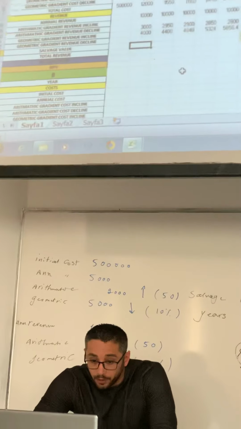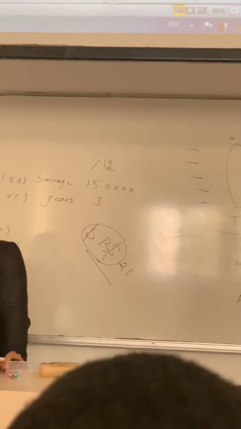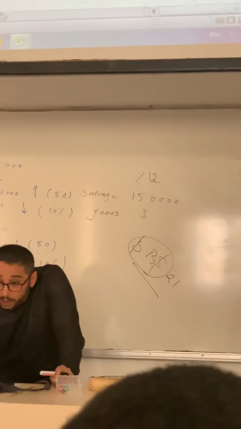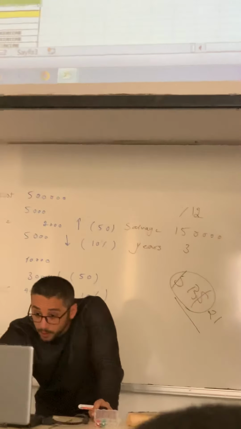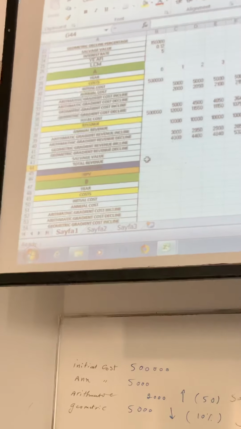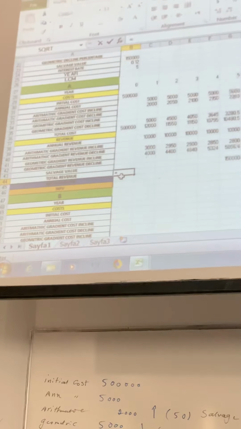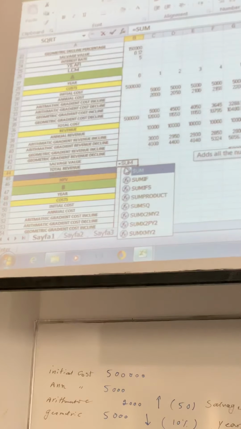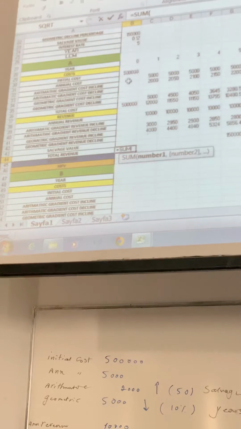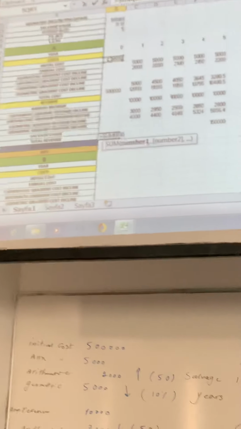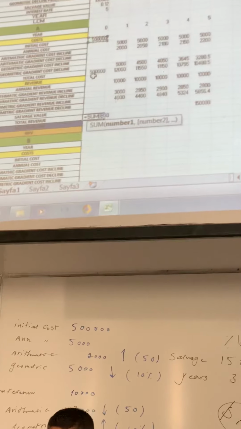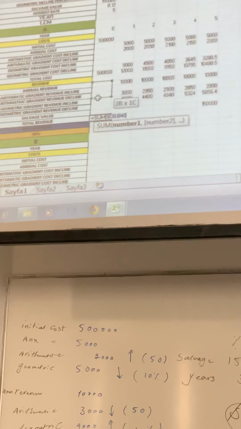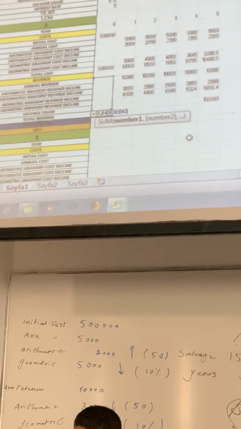What about the salvage value? Last year. Salvage is 150,000. 150 fixed. Then we have total revenue, yes? So we have sum from here to here.